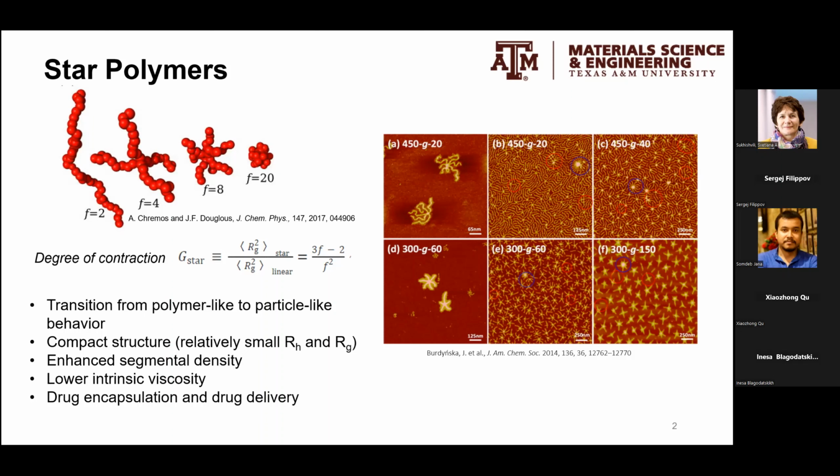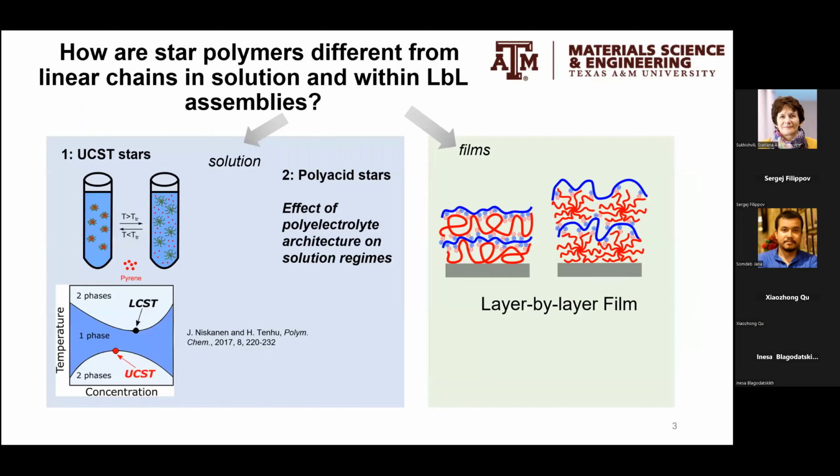So in this kind of polymer, you have enhanced segmental density, and all fundamental properties such as diffusion, mode of diffusion, macroscopic behavior, and viscosity change drastically compared to linear polymers. And also on a practical side, we would expect that drug encapsulation capacity or interaction with small molecules is going to be altered also.